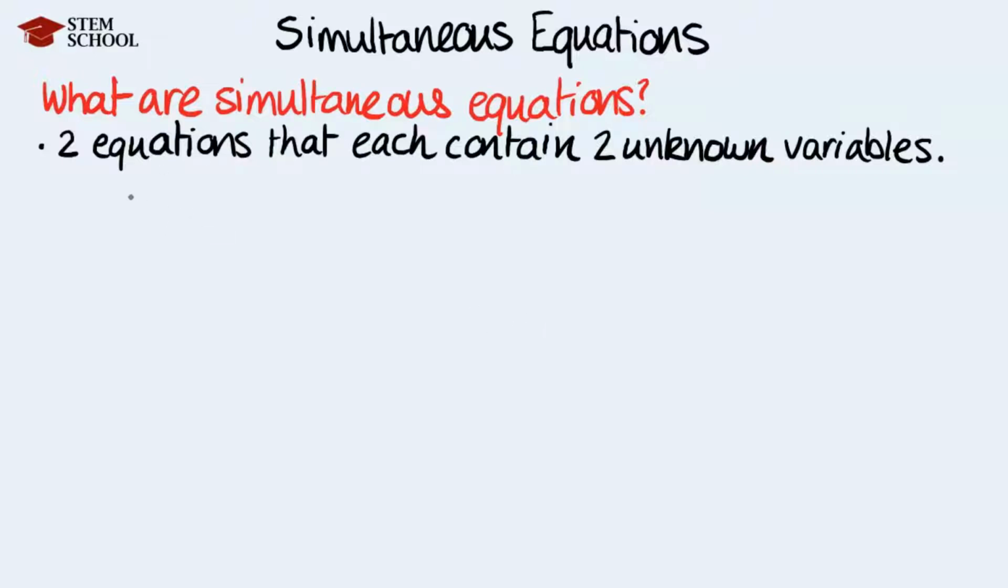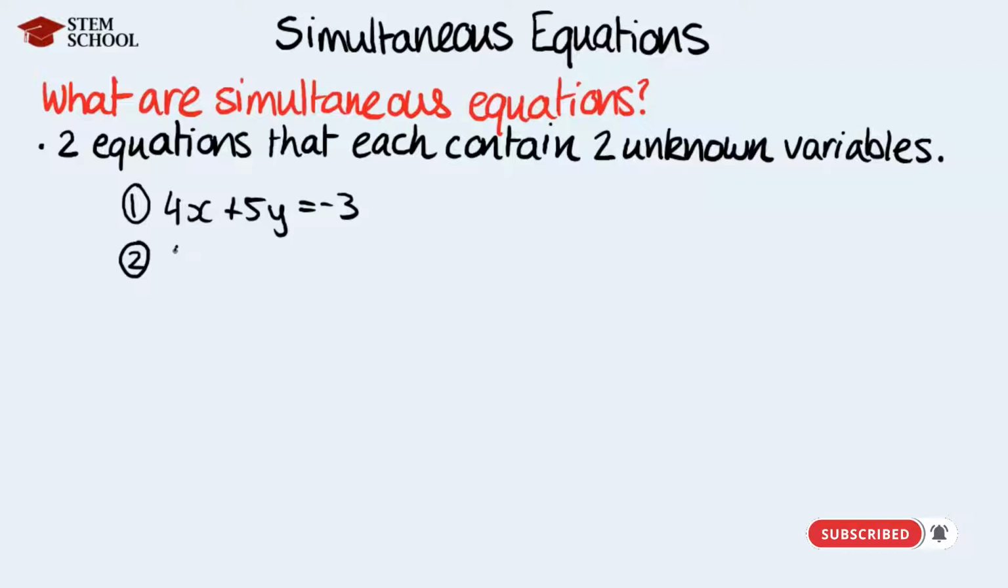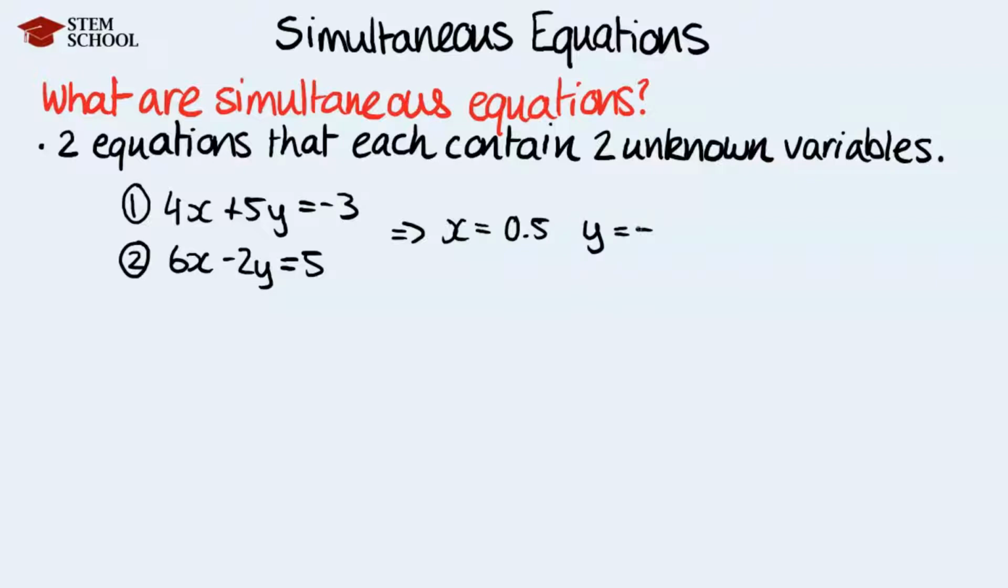So, for example, the first equation we could be given is something like this: 4x plus 5y is equal to minus 3. And then the second equation will be a similar format. It'll be 6x minus 2y is equal to 5, okay? And what we want to do is solve these equations so that we find the values of the unknown variables. So in this case, we want to solve to find x and y so that it satisfies both of these equations. Okay, so when we actually solve these equations, we can find that x is equal to 0.5 and then y is equal to minus 1.